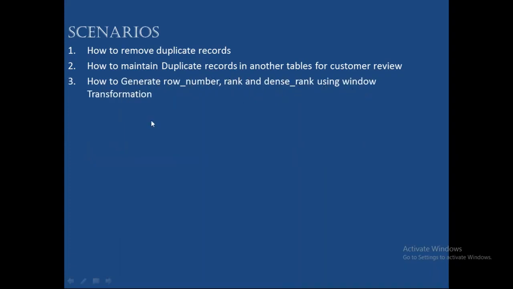So by using window transformation in data flow, we are going to generate row number, rank, and dense rank. With the help of row number, we are going to identify the duplicate records. With the help of dense rank, I am going to identify who is the top scorer. Even you can do it by using rank also. We will see the difference between row number, rank, and dense rank.